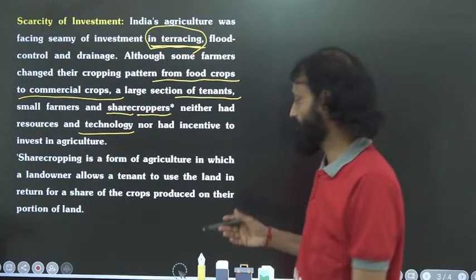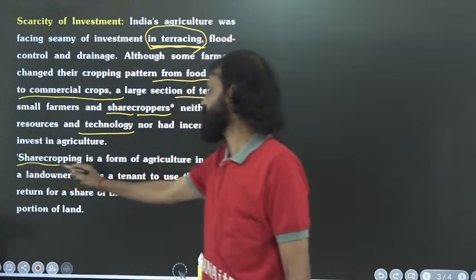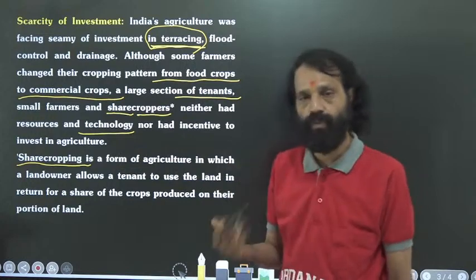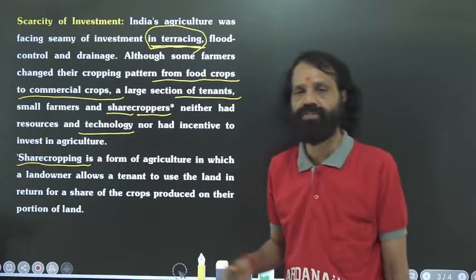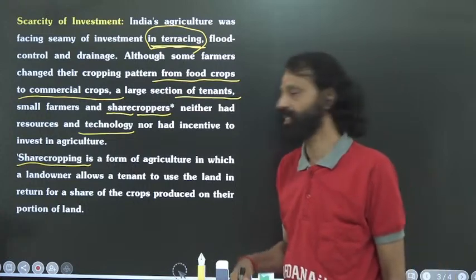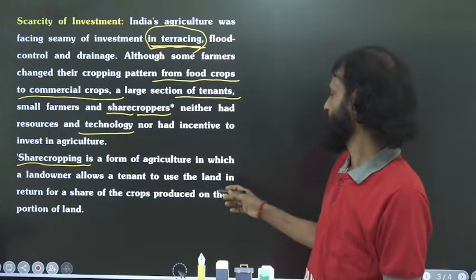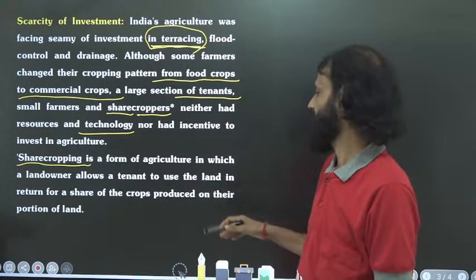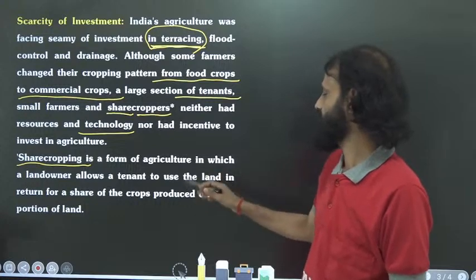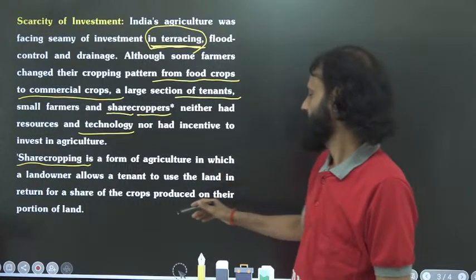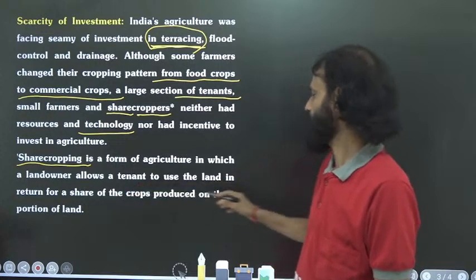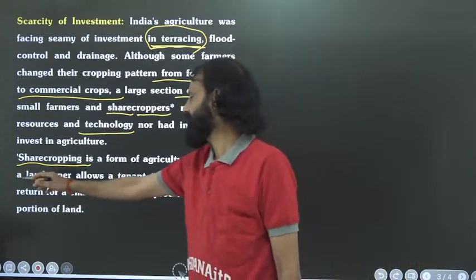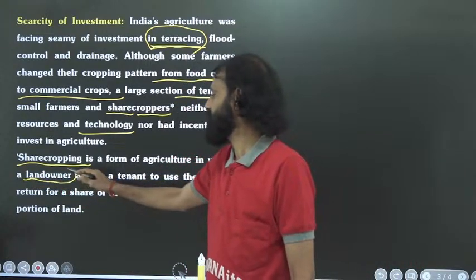What is sharecropping? Sharecropping is a form of agriculture in which the farmer does not have his own land, but takes land from the landlord, or zamindar. After that the farmer can cultivate crops there. The major portion of the product has to be handed over to the landowner. At last, what is the result?